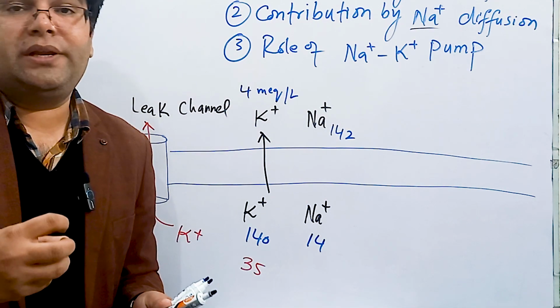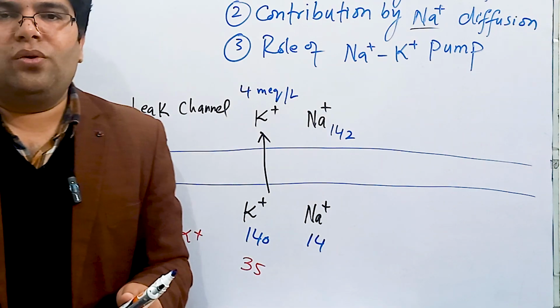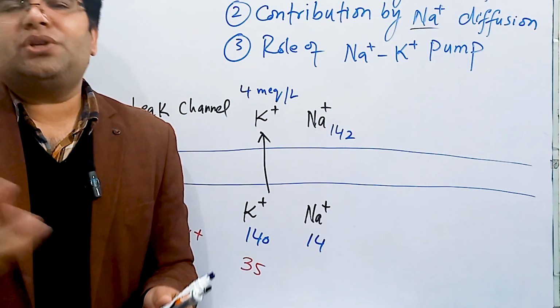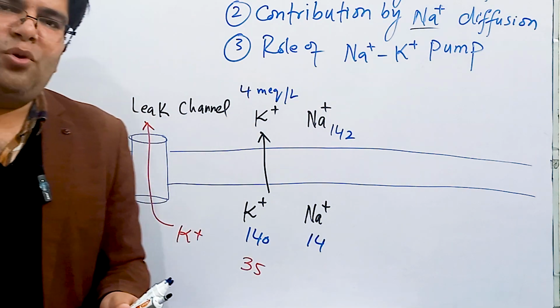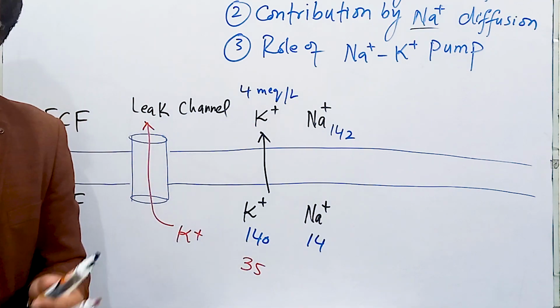For example, acetylcholine gated channels. And the other types of channels are voltage gated channels, which open only when there is some voltage change inside of the cell. For example, voltage gated sodium channels, which are responsible for depolarization, and voltage gated potassium channels, which are responsible for repolarization.